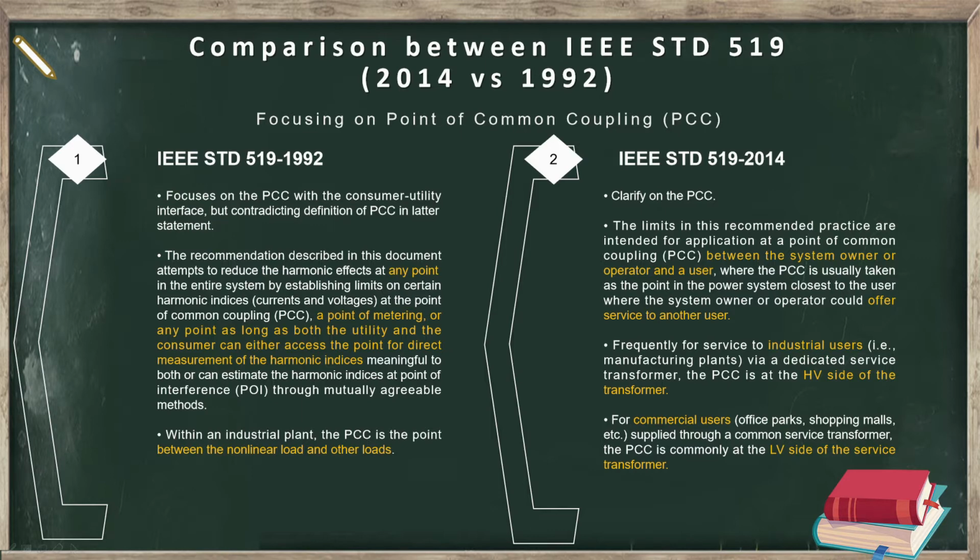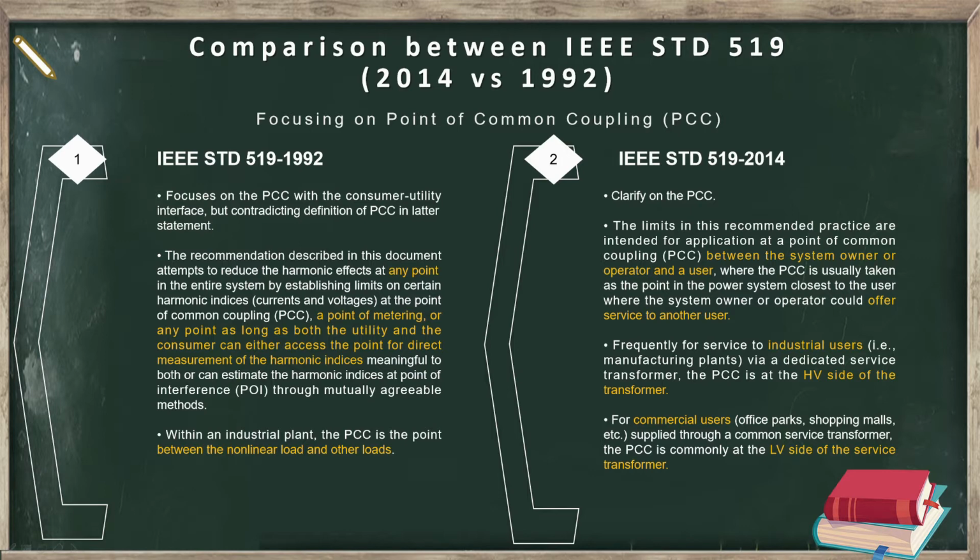Now we look at the version in the year 2014. It is clarified on the PCC. And the limits in this recommended practice are intended for application at a point of common coupling between the system owner and the consumer. PCC is usually taken as the point in the power system close to the user where the system owner or operator could offer service to another user.